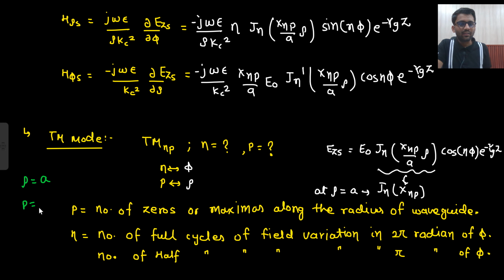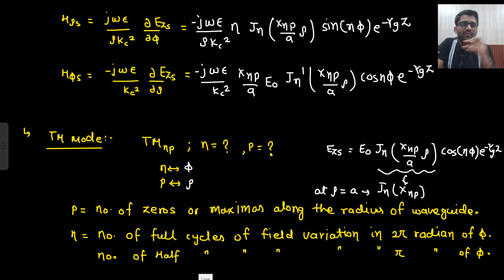So what does it represent? Along the radius of the waveguide, the number of maxima or number of zeros. This is what p represents. Did you understand this point? So p is not that important, but understanding what p represents was important for you. In the language, sometimes they can say that along the radius of the waveguide, you are getting 2 maxima. That means your value of p is 2. So you need to understand the meaning of p, because it can be written in the language. Are you getting this point?